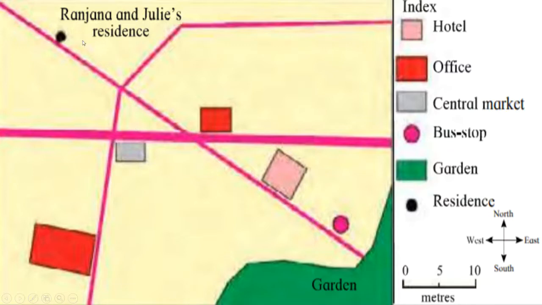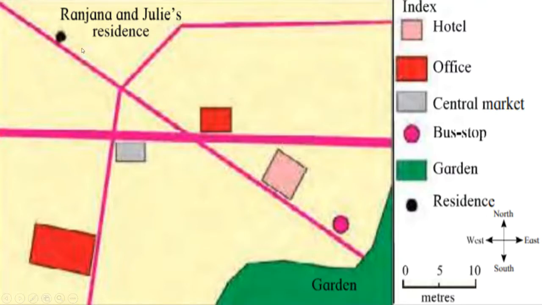Here, these places are marked. In this index, it is shown. A pink square is the hotel. Red is the office. Green is the garden. Now, this is Ranjana and Julie's residence. They want to go from their home to the garden. This place will be very far. From the house to the garden, the distance is very far.